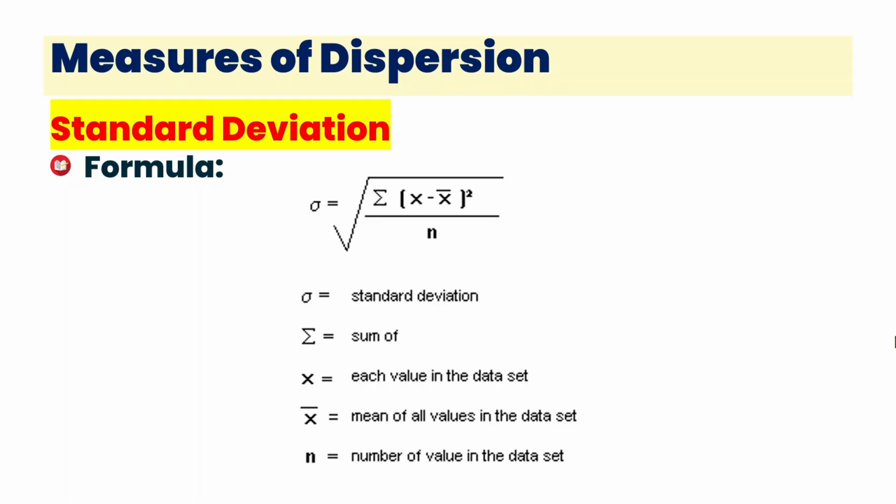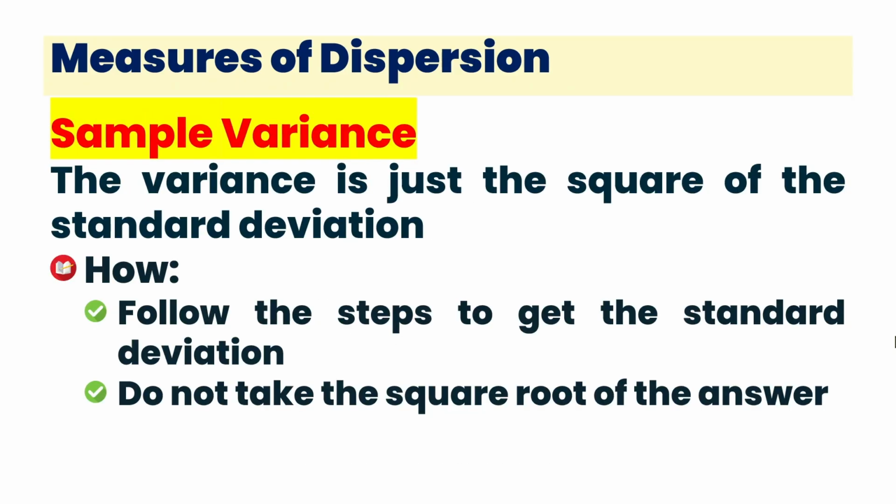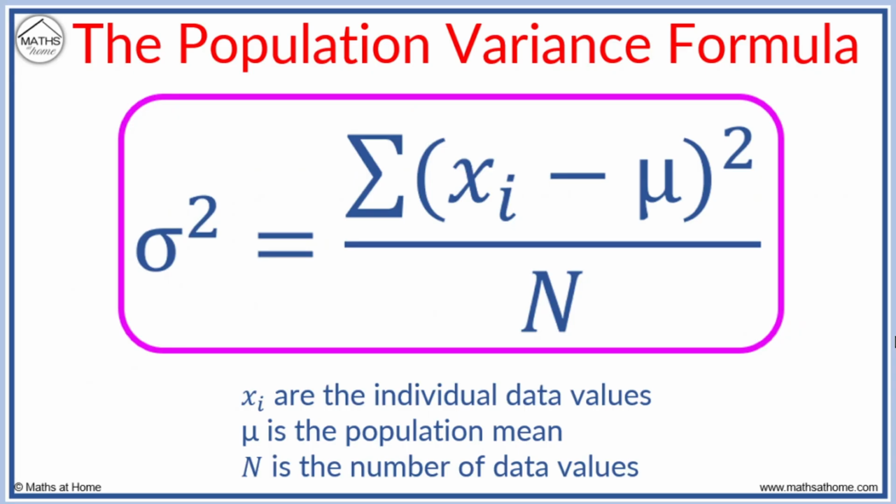Let's just talk about sample variance first because these two are related. Only one step is different. The variance is just the square of the standard deviation. If we have solved already the standard deviation, all we have to do is square our answer to get the variance. In other words, we don't take the root of the answer for our standard deviation. The last step in our standard deviation is omitted.